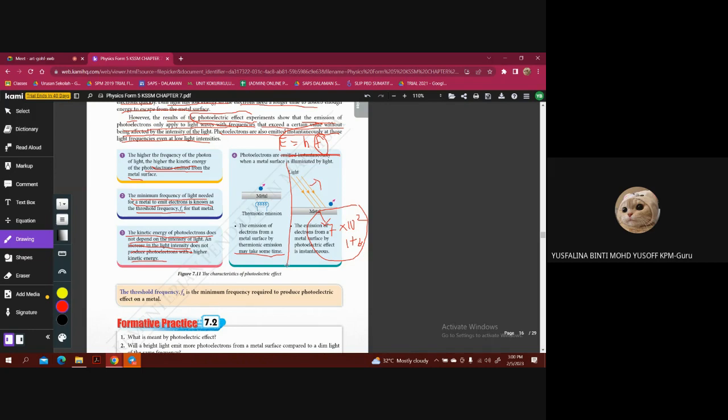But the emission of the electron by the photoelectric effect is instantaneous. So that is the difference between these two. And also of course, the source of energy that they use. Thermionic emission uses heat, while the photoelectric effect uses light.